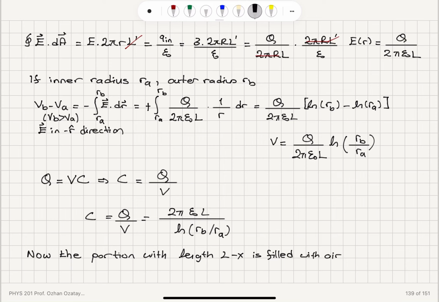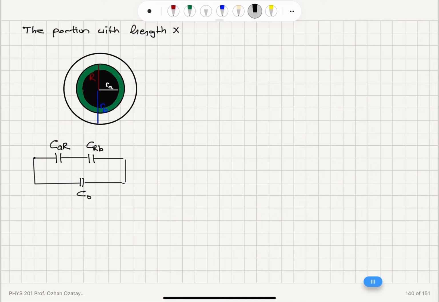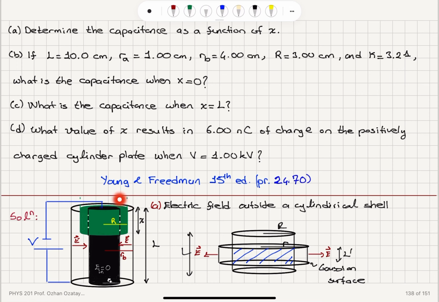So what we will find is that we have capacitance without a dielectric between two cylindrical surfaces, 2 pi epsilon 0, but the length of this cylinder is not L, it is L minus x, divided by natural logarithm of r sub b divided by r sub a. So that's basically the capacitance of that portion. Now consider the portion with length x. That part is basically this part here.